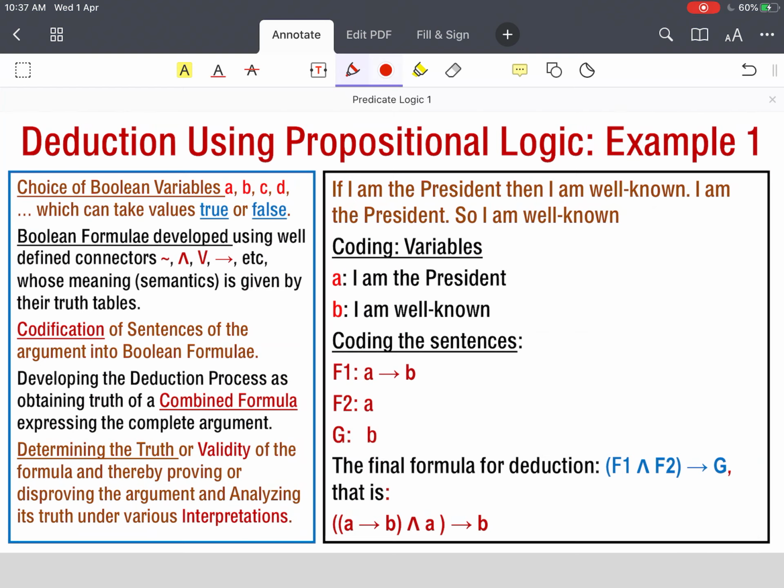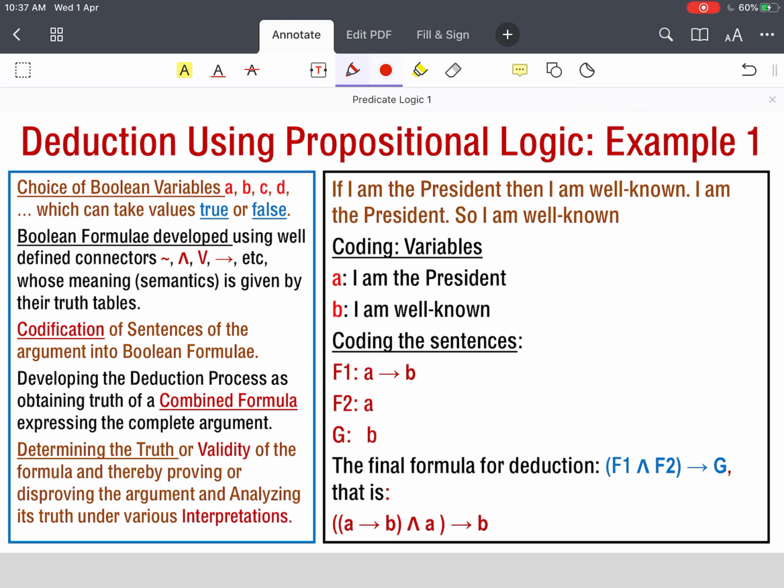Let us revise with an example. Here is the first example. This is an example which we had probably done before, but just for revision and recapitulation. It says that if I am the president, then I am well known. I am the president, so I am well known. It is obvious to us who look at English that this is correct. So now, how do we go about the steps?